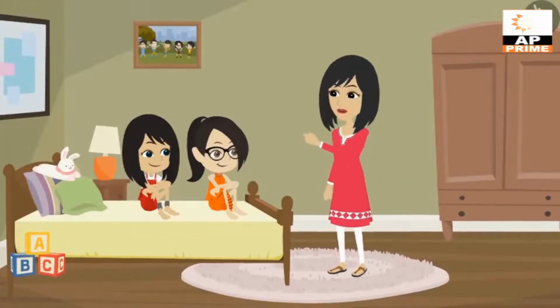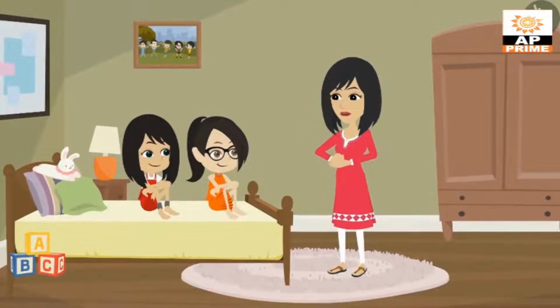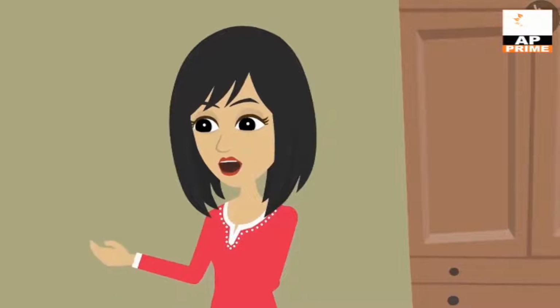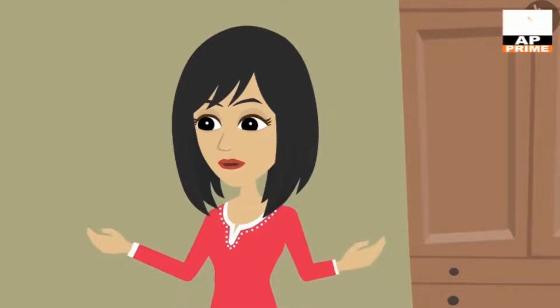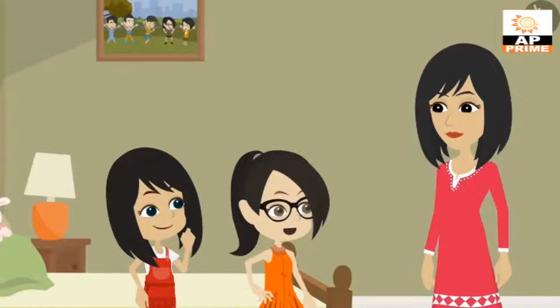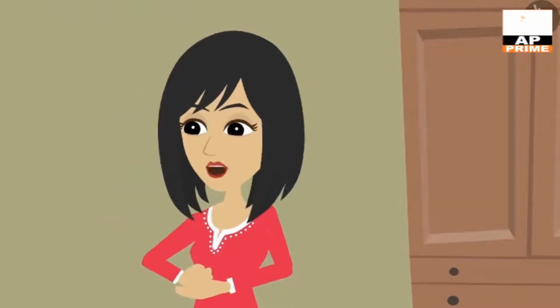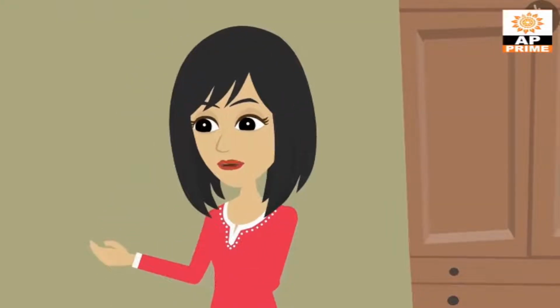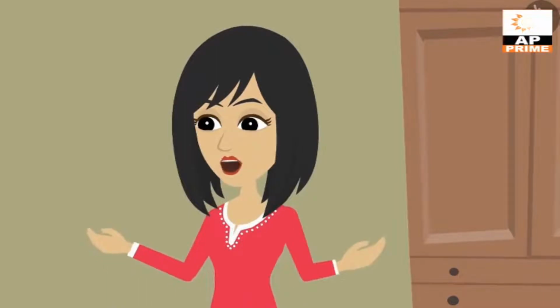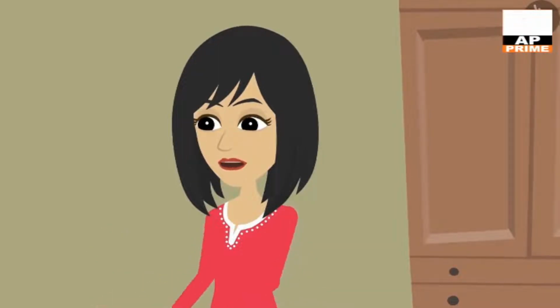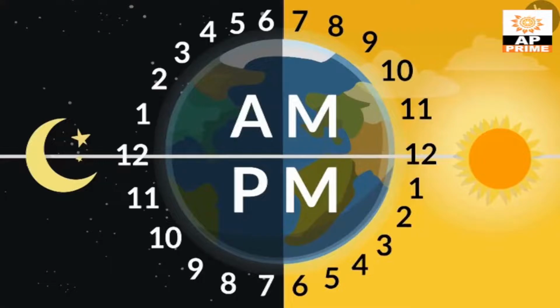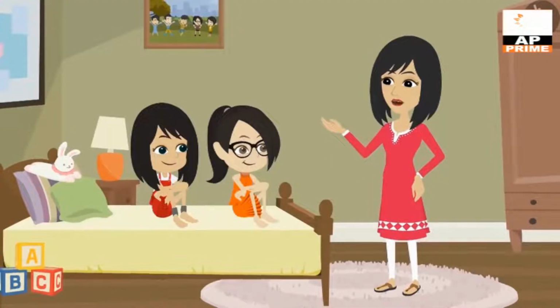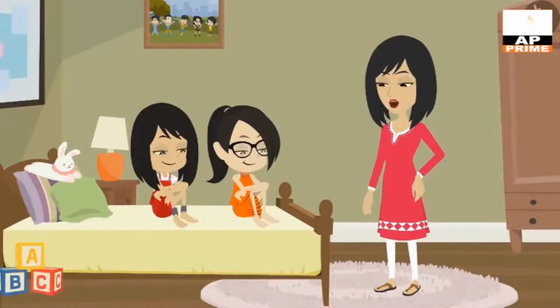Oh, now I understand why you are confused. I will clear your confusion. Well, tell me, how many hours are there in a day? There are 24 hours in one day. Absolutely correct, Vandana. There are two ways to write those 24 hours. One way is to write AM or PM along with the time, and the second way is to write the time according to the 24 hours.